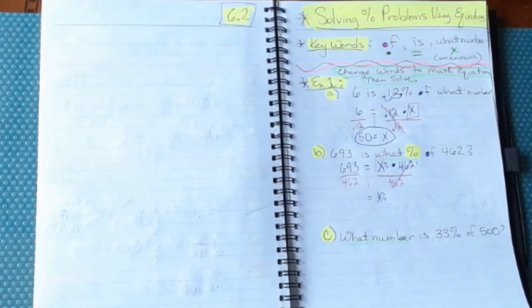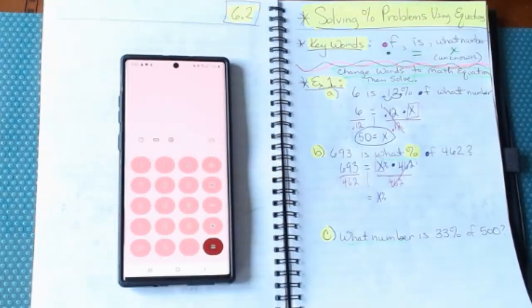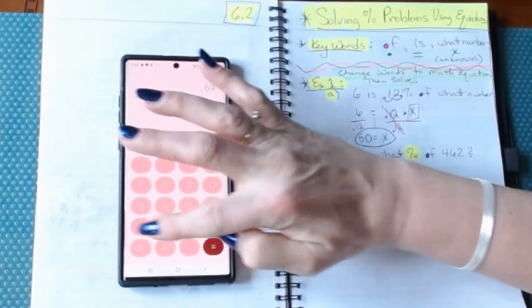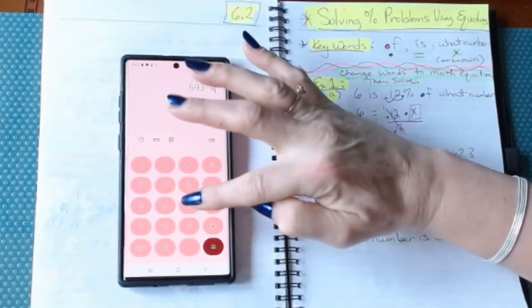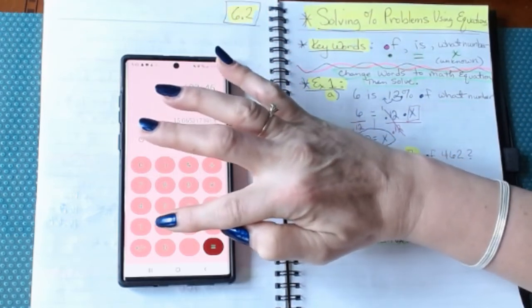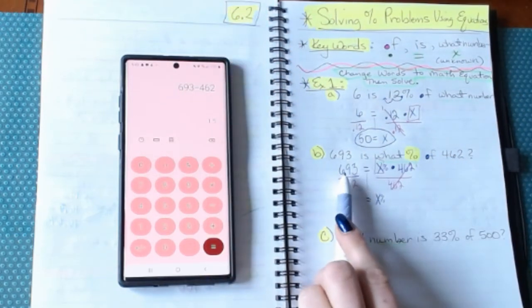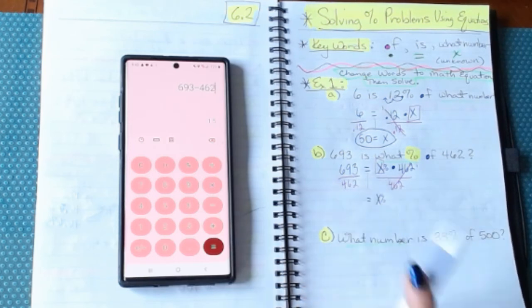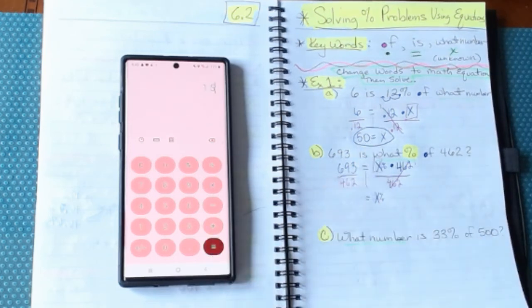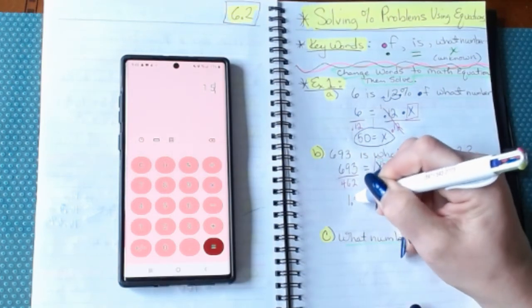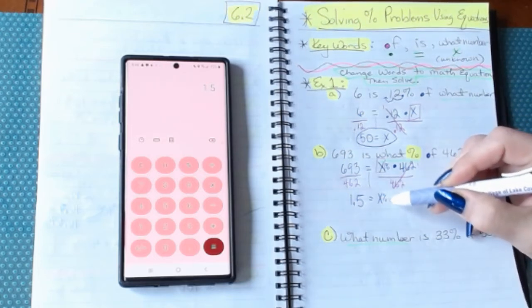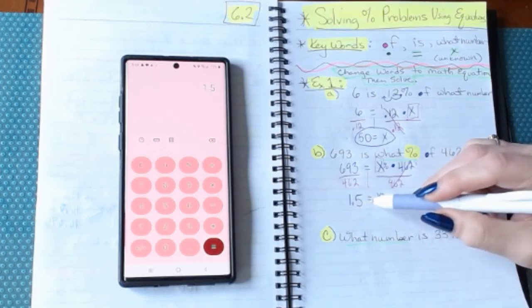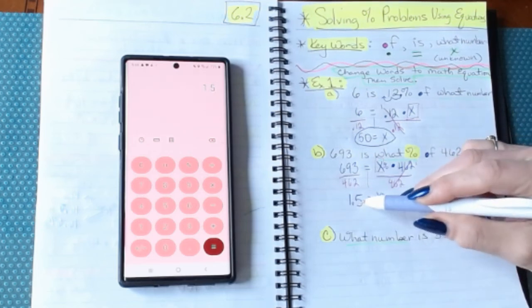And now, of course, let's use our calculator and we will take our 693 divided by 462. So let's double check. 693 divided by 462, enter, and we get 1.5. Great. Normally we would be done, but look what's still sitting next to my X. No, not 1.5 equals X. I need this to be a percentage.